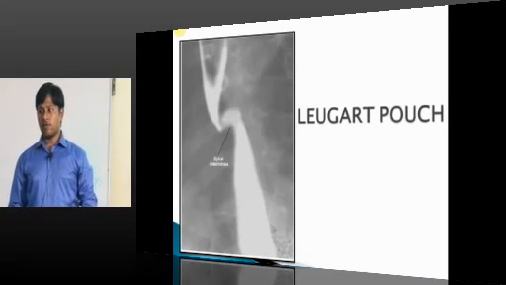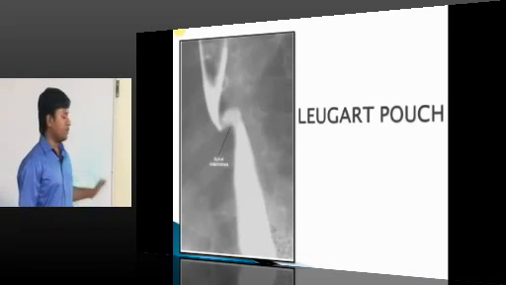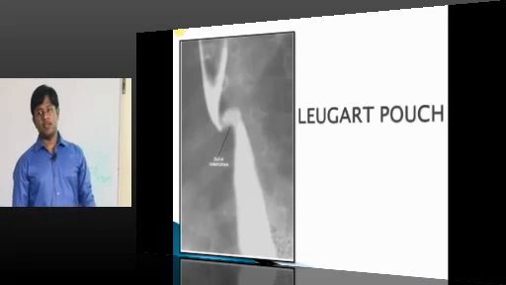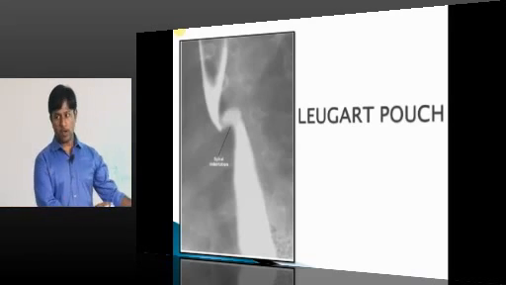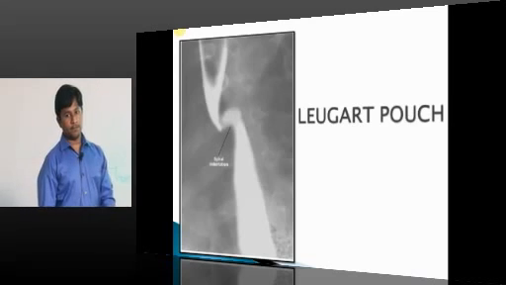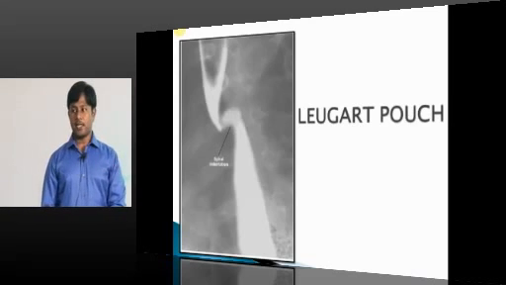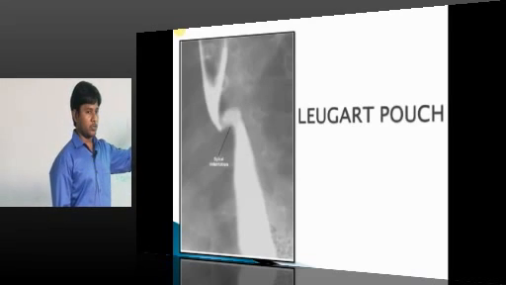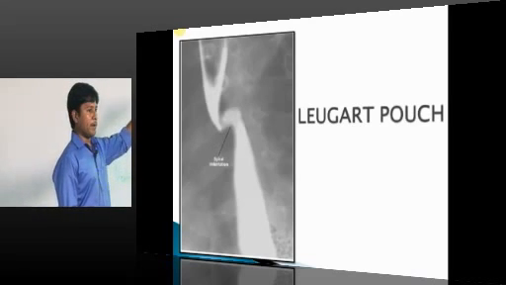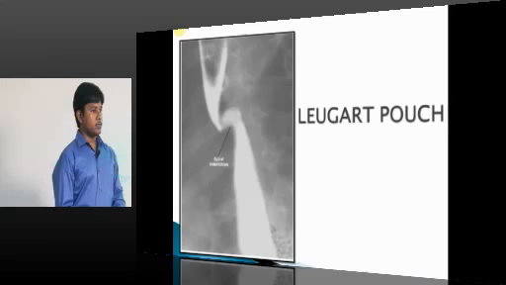That is seen because of a band-like structure that is present between the bronchi. Which bronchi? Mostly left bronchi and the vertebra. A band-like structure that is present between the left bronchi and the vertebra gives rise to a Lugard's pouch. Lugard's pouch is nothing but a small bend in the esophagus.